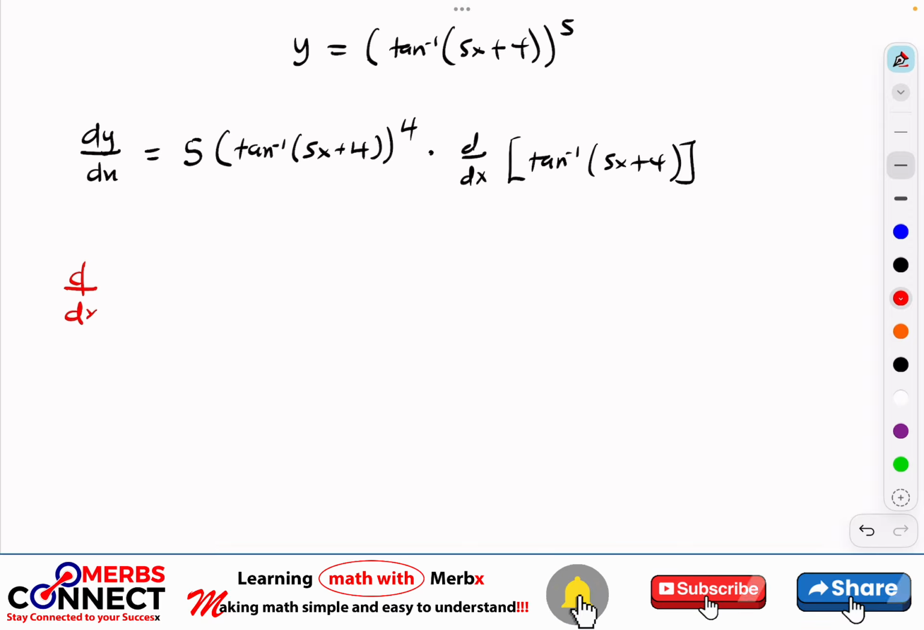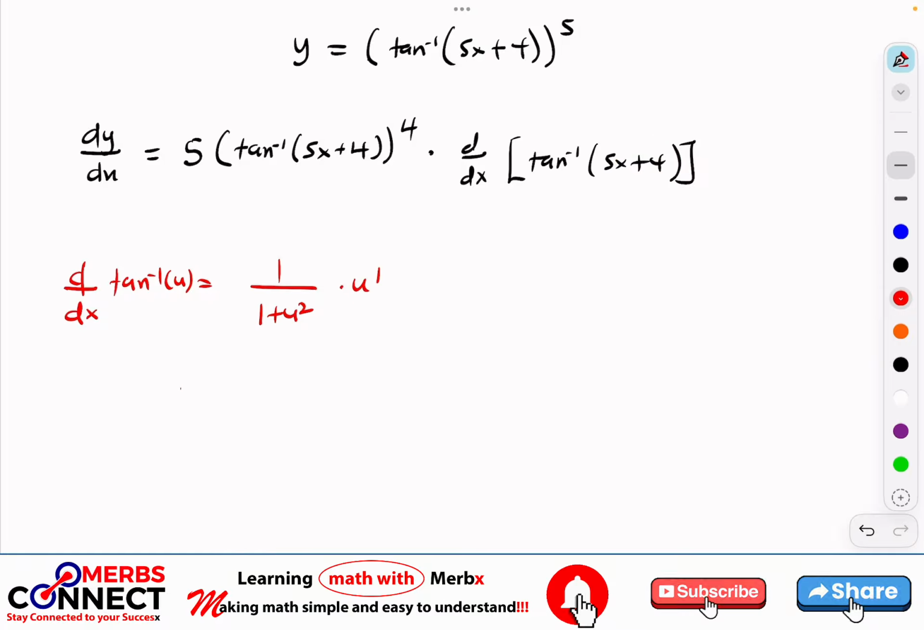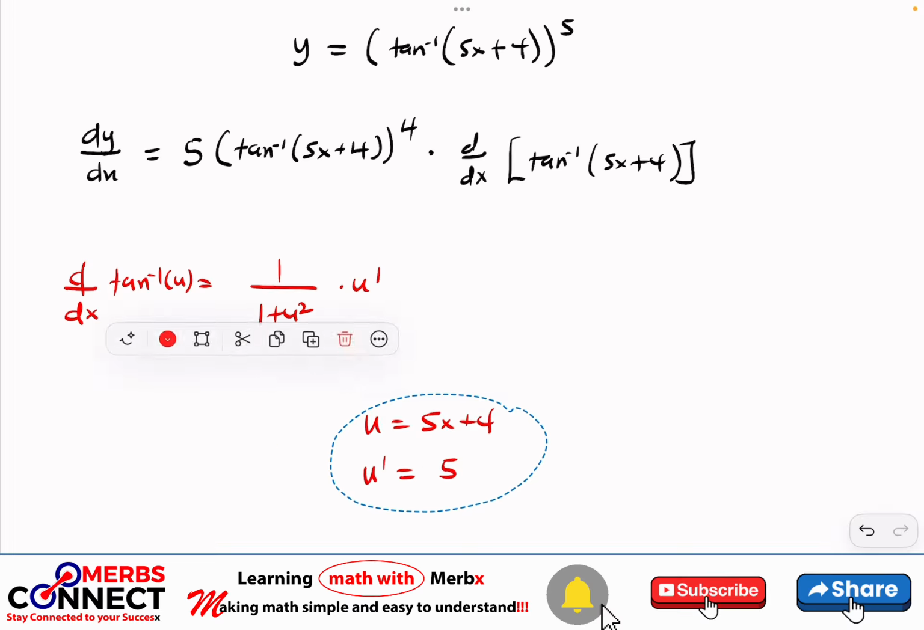So d over dx of tan inverse of u was equal to 1 divided by 1 plus u squared times u prime. Compare this and this, we can see that u is equal to 5x plus 4, and we need u prime, which is going to give us 5. So you see that this is very simple to deal with.